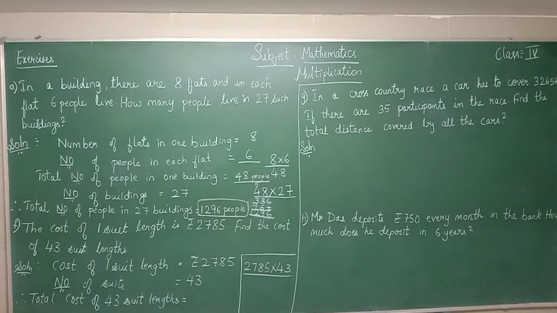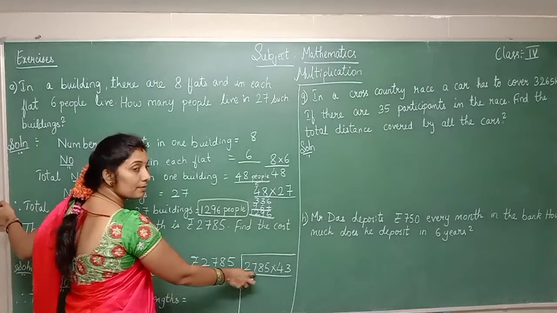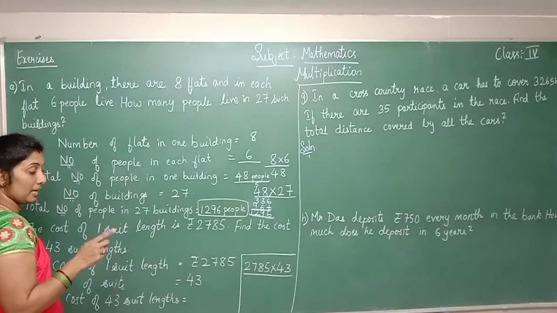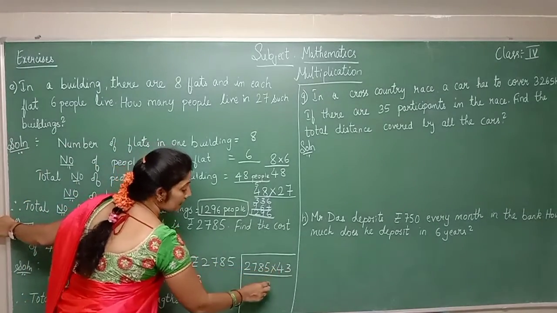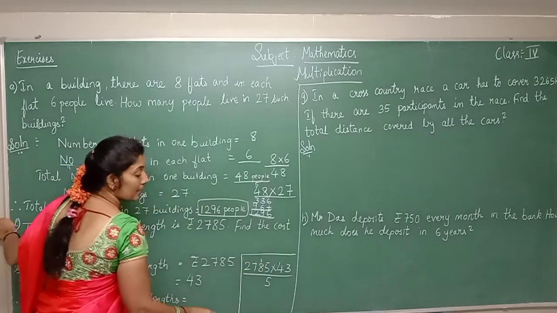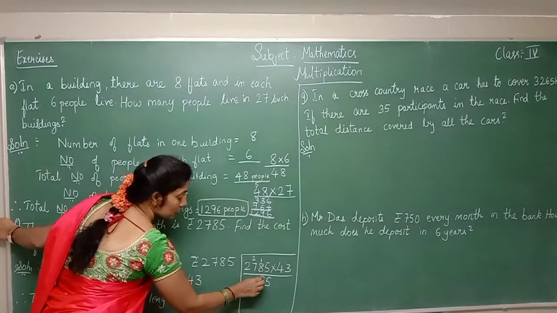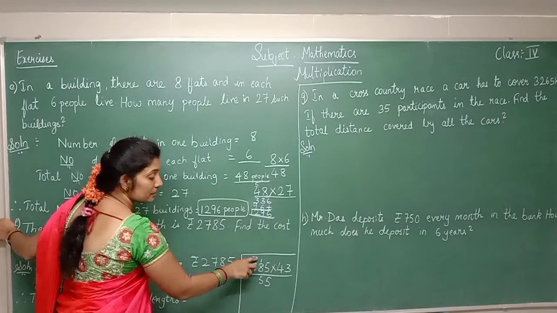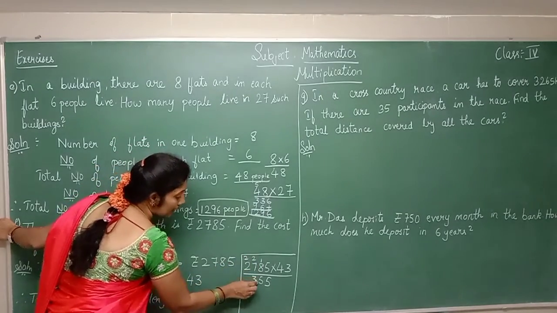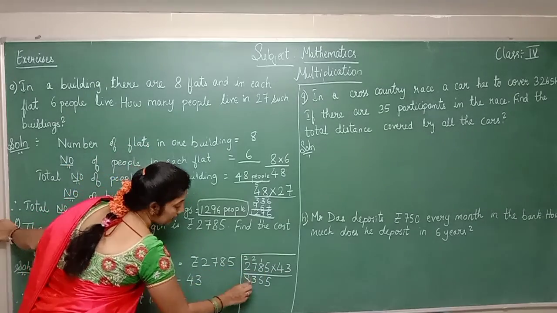While doing multiplication, you should be very careful with your tables. Understood? Be careful with your tables as well as your carrying part. When you are not doing your multiplication properly with your tables and carrying, your answer will be wrong. So first we multiply by 3. 3 5s are 15, write 5, 1 carry. 3 8s are 24, 24 plus 1 becomes 25. You carry 2 and bring down 5. 3 7s are 21, 21 plus 2 is 23. 2 carry and you bring down 3. 3 2s are 6, 6 plus 2, 8.